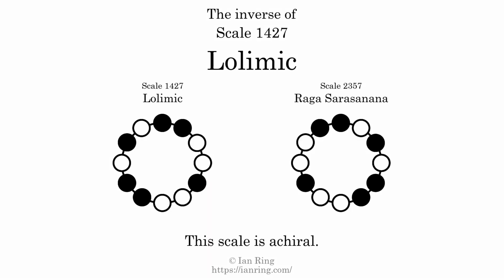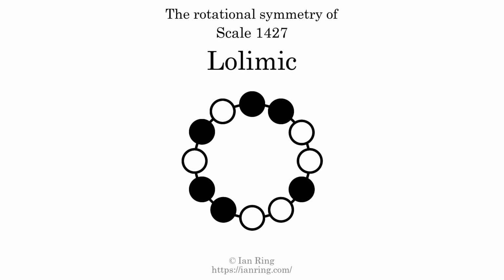The inverse of a scale is a mirror image. It is what you get when the sequence of intervals is reversed. The inverse of this scale is scale 2357, also known as Raga Sarasanana. This scale is achiral, since it can transform into its own reflection by a rotational transformation. This scale has no rotational symmetry.